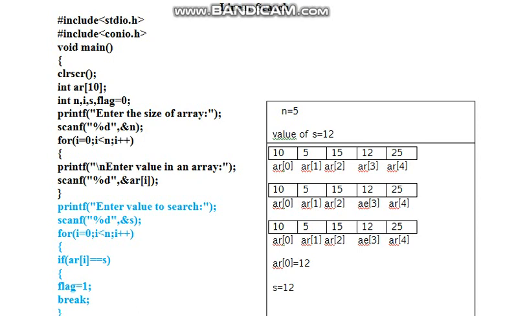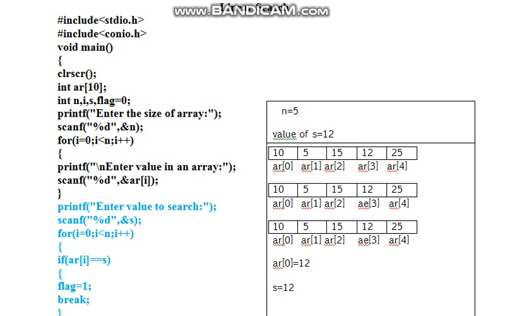Linear search is a search in which the search starts from the first element. If the search element matches the first element, then the value is found. Otherwise, it will go to the second element, then the third element. It will continue until the search completes. So now let's see the program.